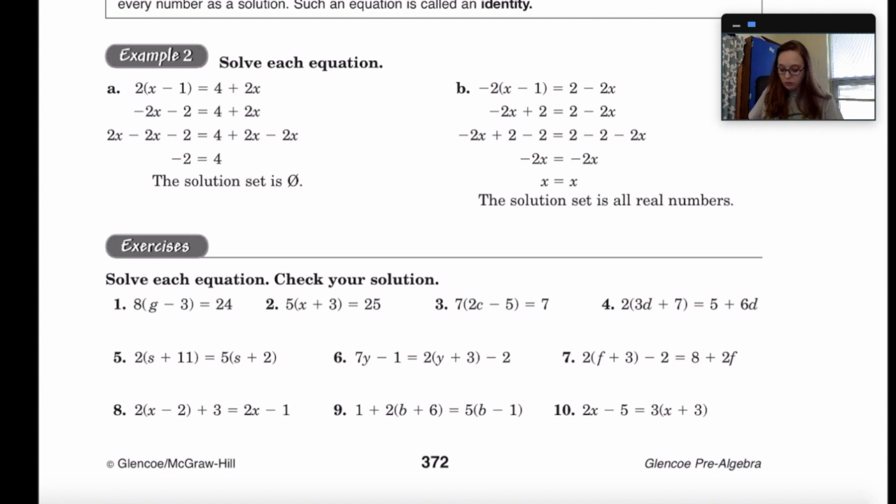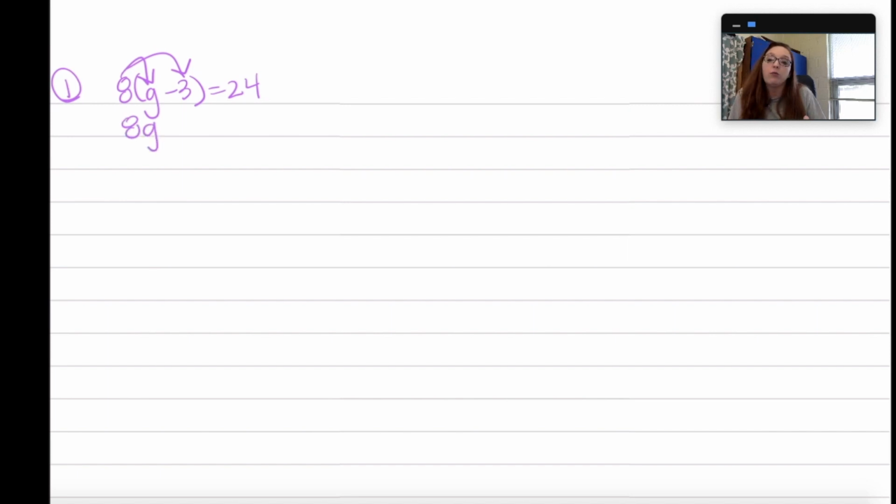So the first problem says 8 times the difference between G and 3 equals 24. And we're going to number that. And again, you are allowed to use calculators. For these types of problems, remember that you're going to have to get rid of your parentheses first, and we do that by using our distributive property. So I'm going to start off by distributing that 8. 8 times G is 8G, and then I'm going to treat that as a negative 3. 8 times negative 3 is negative 24, so I'm going to write minus 24. Bring down the equals and the other 24.